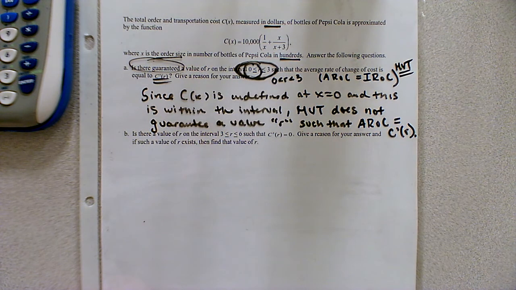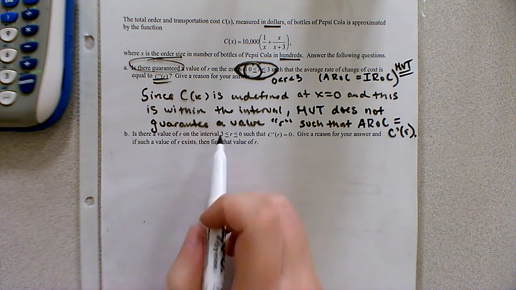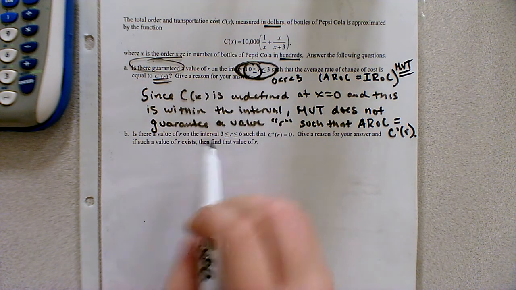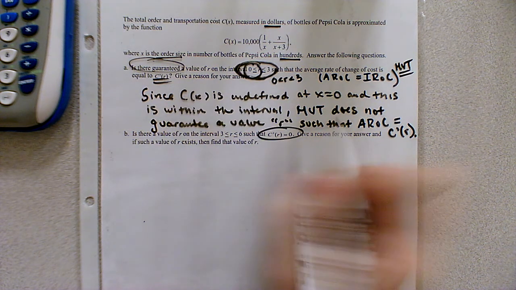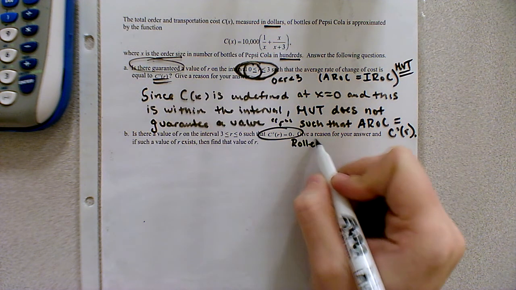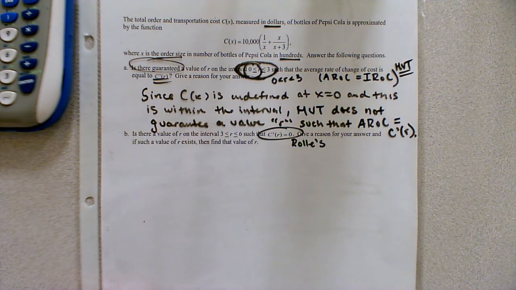All right, let's check out B. Is there a value R on the interval from 3 to 6? So now they're switching it up on us. So from 3 to 6, such that the derivative is 0. Hopefully that's cluing us into Rolle's theorem. Give an answer and a reason, and if there is a value, find it.